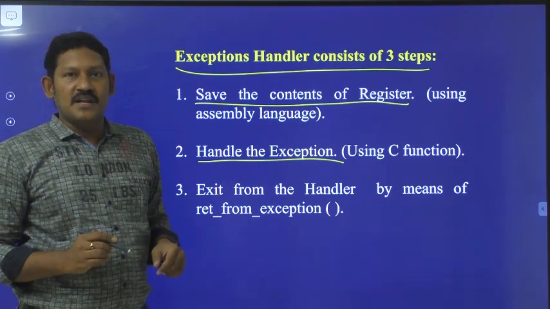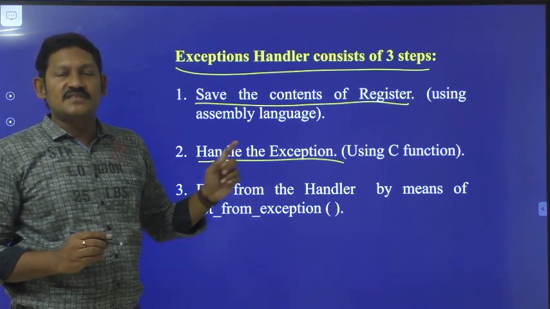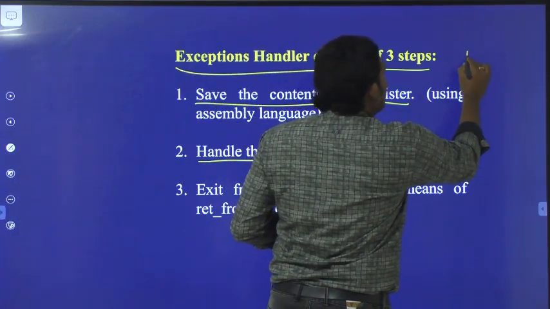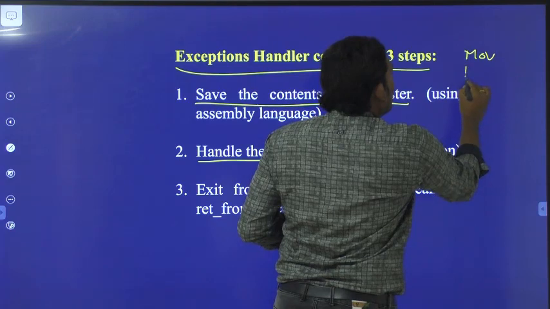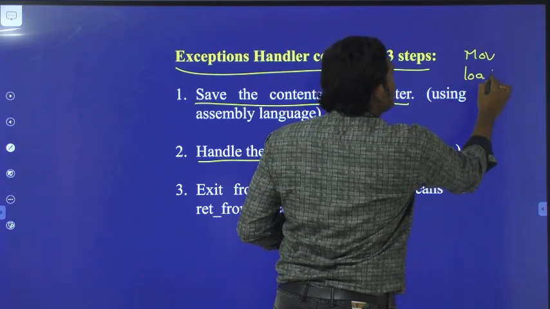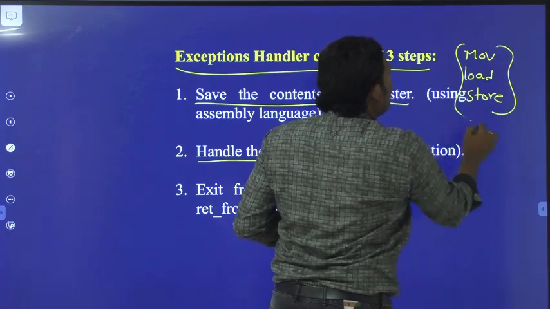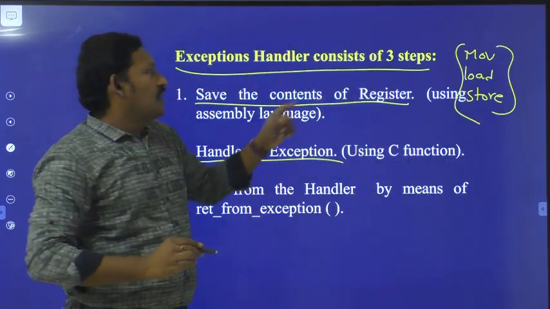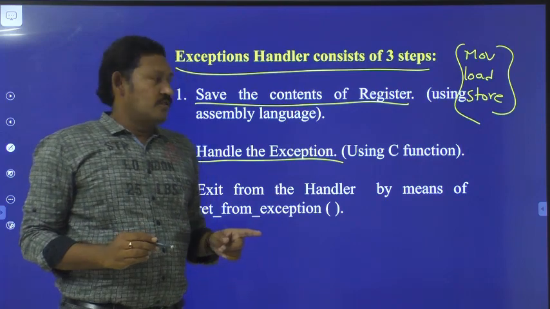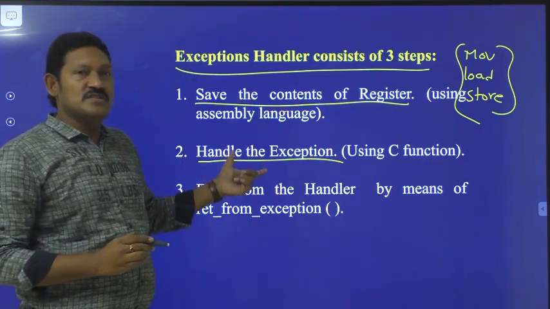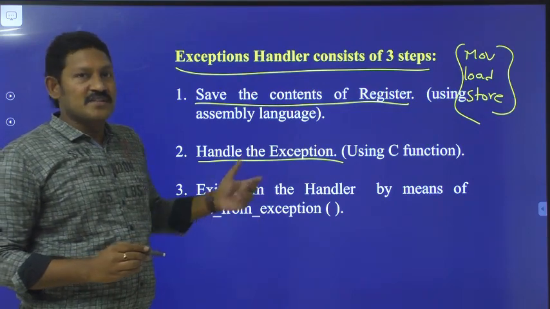Assembly language is a language written by using mnemonics. Mnemonics are commands like move, load, store, which we use for writing assembly language code. After saving the contents of the registers, we handle the exception by using a C function.